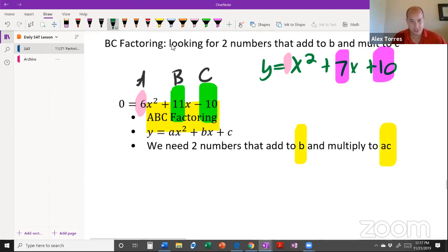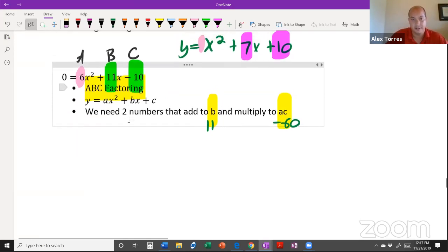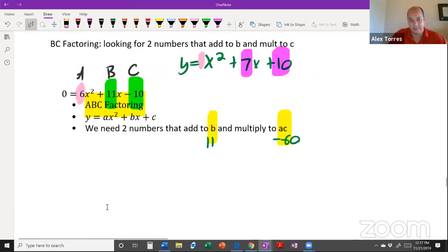So in our situation, they need to add to 11, that's our B, and they need to multiply to A times C, 6 times -10, -60. So what are the two numbers that add to 11 and multiply to -60? If you get a tougher situation where the numbers are a little harder to figure out, what you want to do is go systematically. There are infinite numbers that add to 11. For instance, 1,000,011 minus 1,000,000 would equal 11.